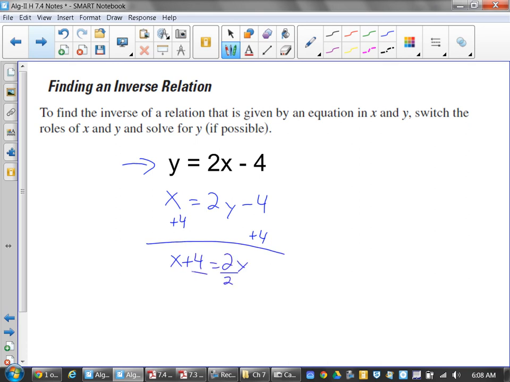And divide by 2. So we have 1/2 x plus 2 is y. Those two guys are therefore inverses of one another. That's all it is to find an inverse.